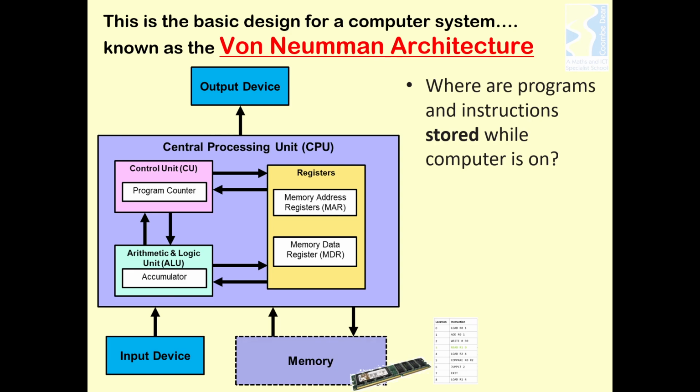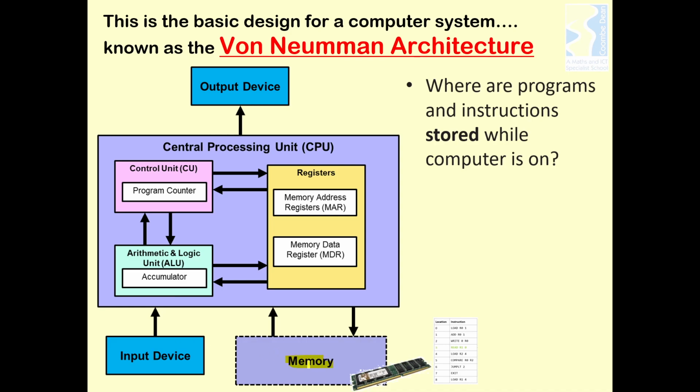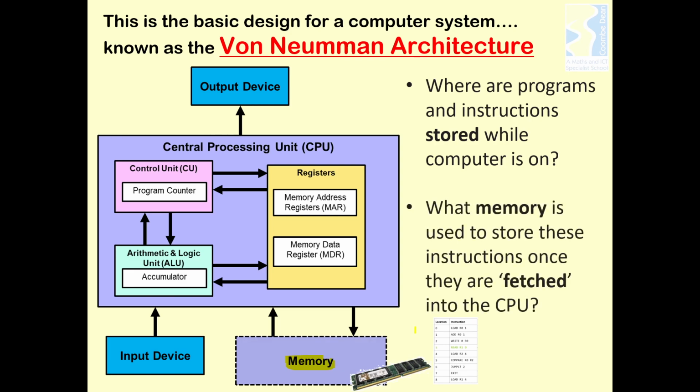In this design, where are all the programs and instructions stored? Well, while the computer's running, they are loaded and stored in memory down here. We have main memory, your RAM, where they are stored. So they are loaded and stored in main memory. The CPU then has to fetch those instructions from main memory to get them and bring them into the CPU to process them. So what is the von Neumann architecture?